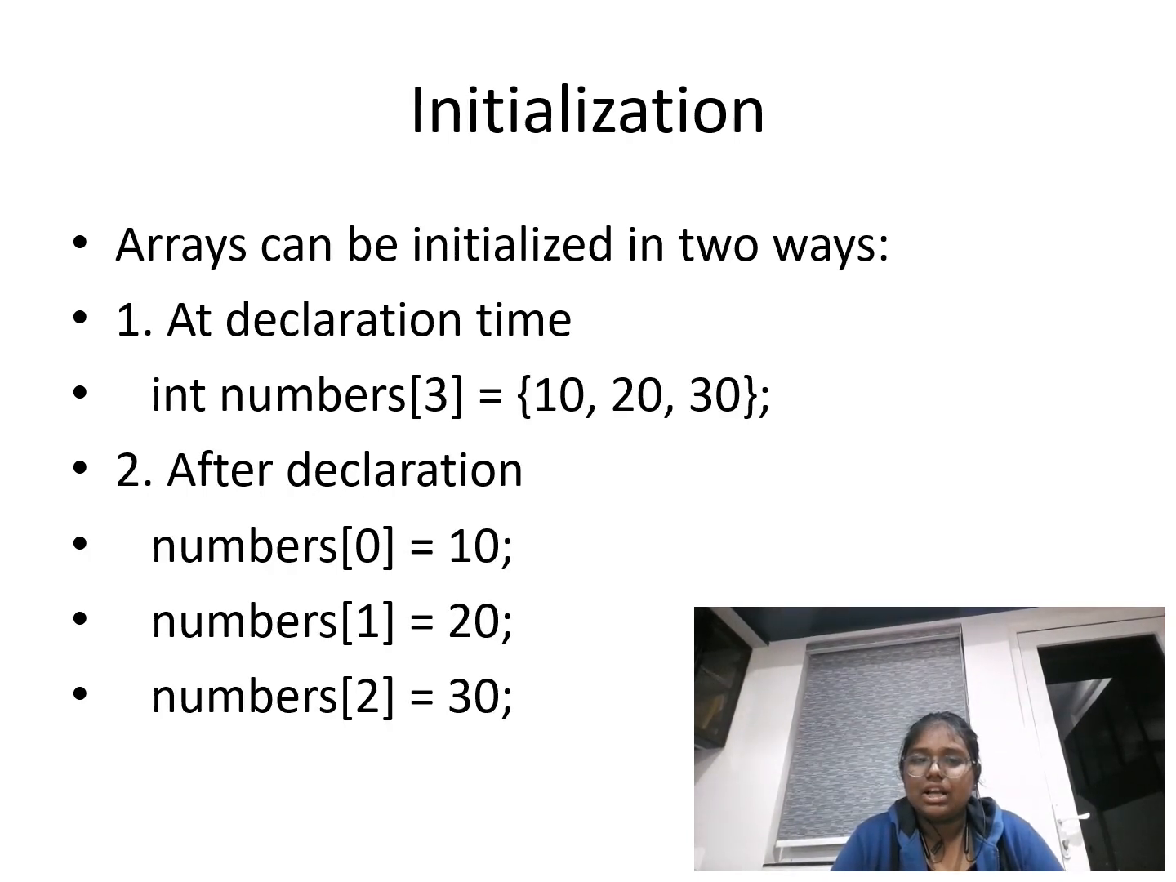Initialization. We can initialize an array either while declaring it or later by assigning values to each index separately. Here, each element is stored at a specific position starting from index 0. An index always starts from 0.